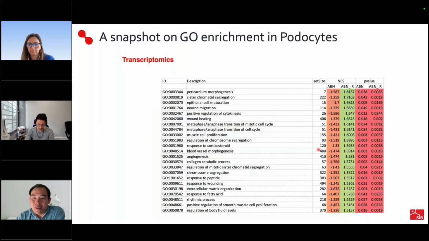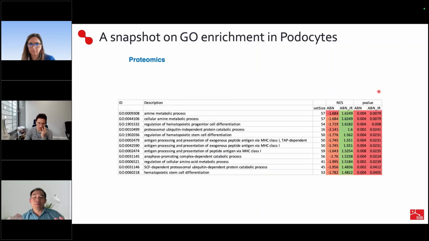So it's very classic that we have a table of gene sets. For example, for the first one, we have the gene set of this GO term that has 7 genes with an enrichment score of about 2 and a p-value, etc. And at the end, we have a table for transcriptomics and a table for proteomics that we obtain separately.